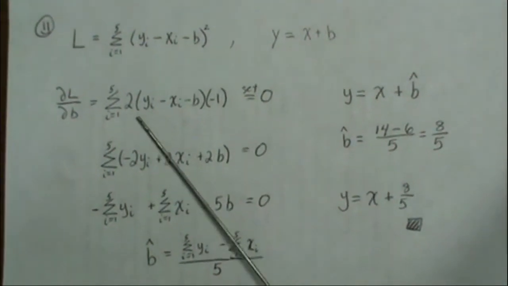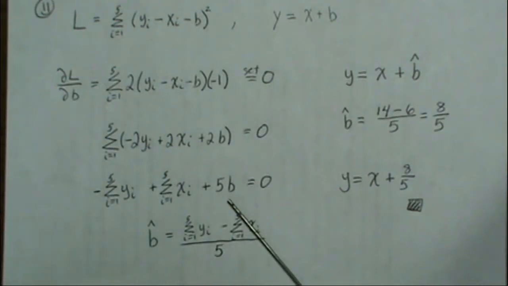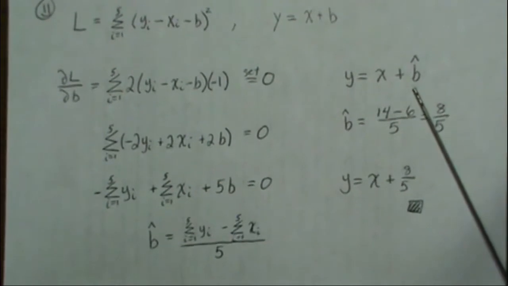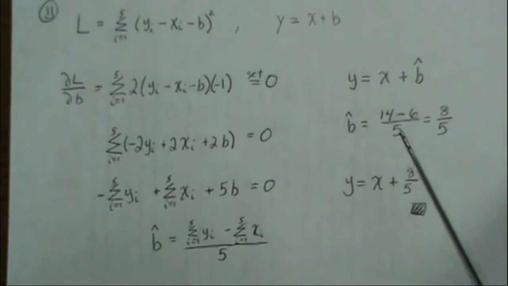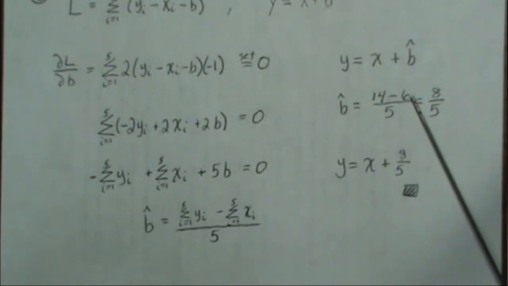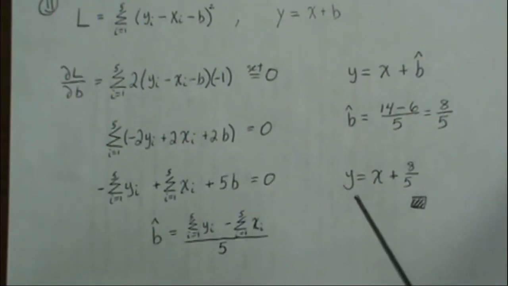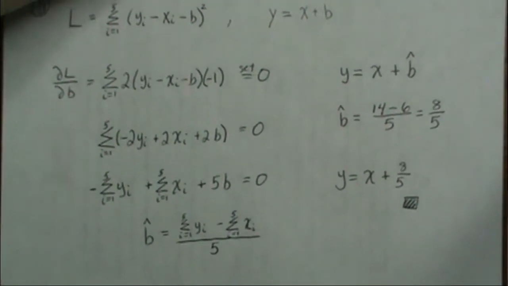You distribute the 2 and the minus 1, distribute the sums, solve for beta, plug it in our equation, put the sum of the yi's, the sum of the xi's over 5 equals 8/5, so the least squares line is y equal to x plus 8 over 5.